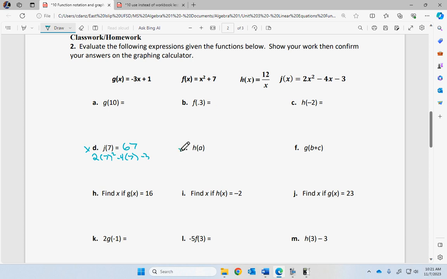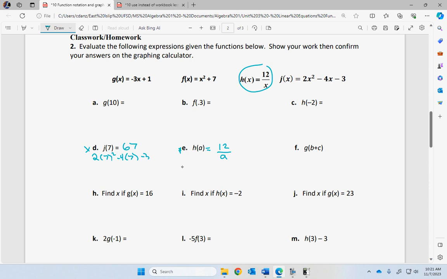But if we look at E, the input's not numerical. The input is a variable. So when I plug this in, I will plug it into H. So 12 is my numerator, right? We're looking here. And in place of X, I put an A. That's all I can do. I can't simplify that anymore. So H of A is equal to 12 over A.